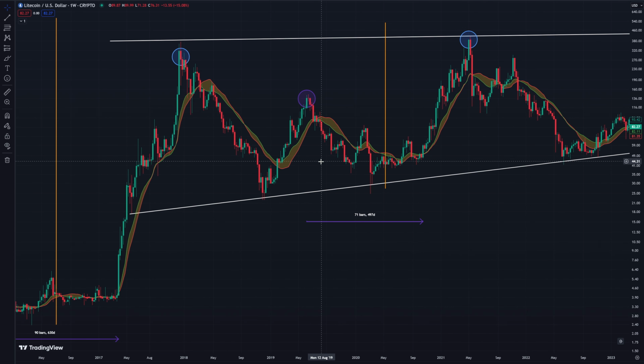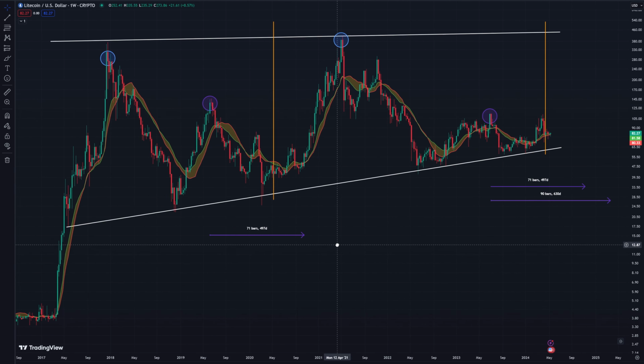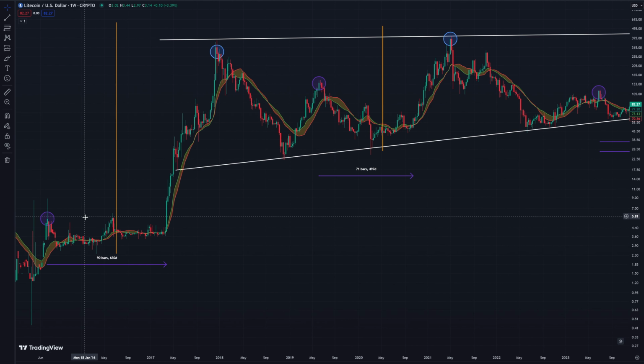And now last cycle we had much more volatility, but we've also seen that we're not very similar to last cycle so far. We're drawing a lot of similarities to this cycle. And while the first cycle, like we said, was 90 weeks from the peak to the start of the next bull run, the last cycle that we had back in 2020, this halving, from the peak to the start of the next bull run, it took 71 weeks. So it was a shorter time frame, we had a lot more volatility.